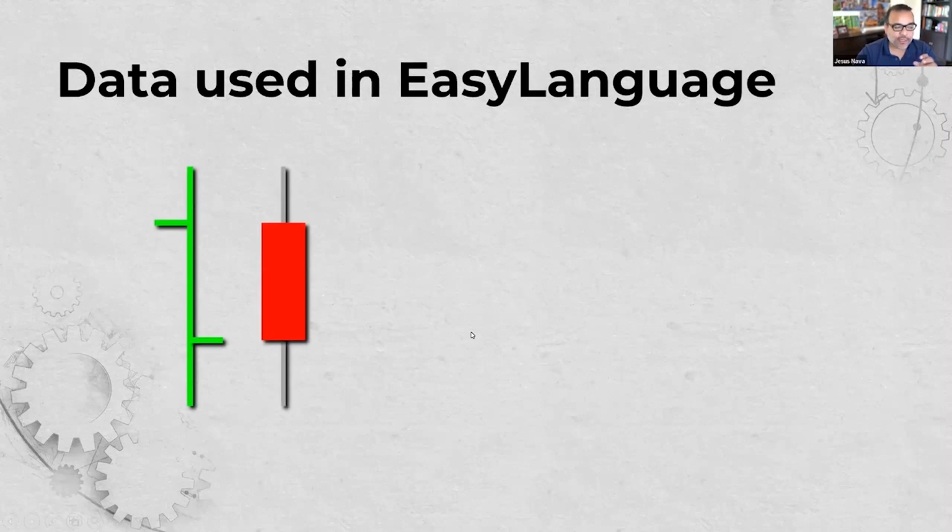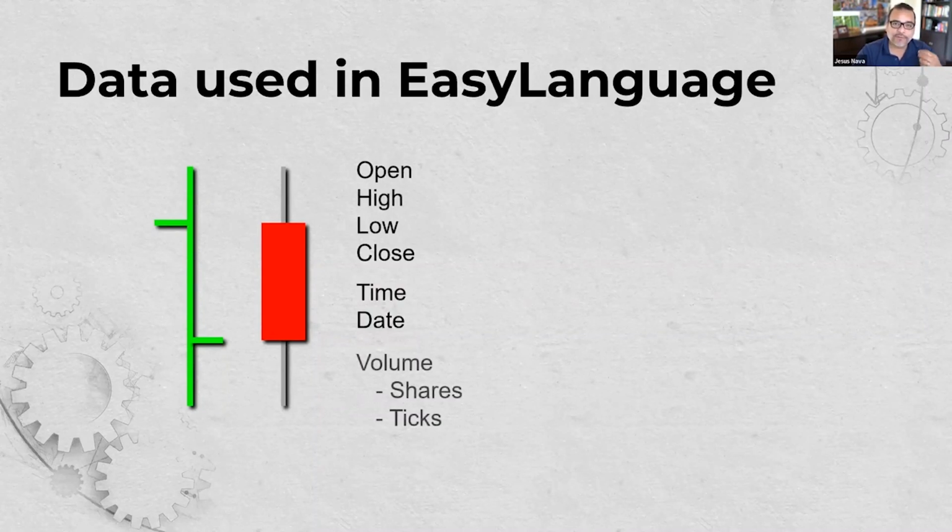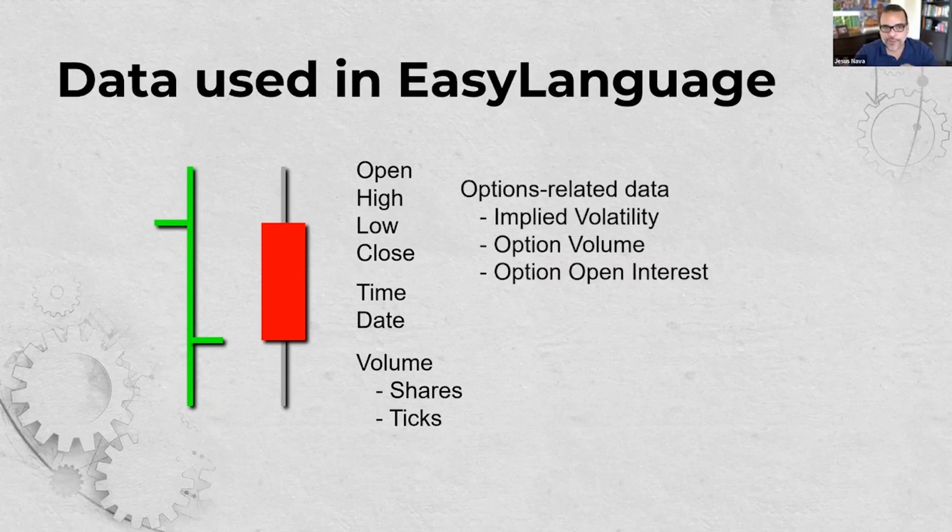In an open, high, low, close bar, or in a candlestick, we have access to the four price points: open, high, low, and close. In addition to that, we also have a time and a date. We have volume data expressed in number of shares and also in number of ticks or transactions. We have options related data for those securities where it applies.